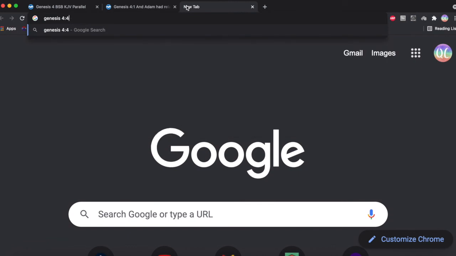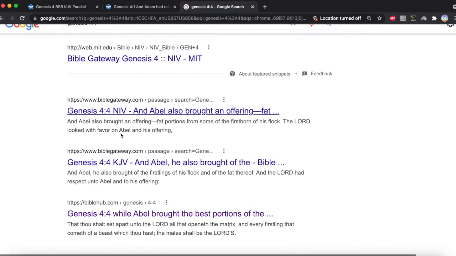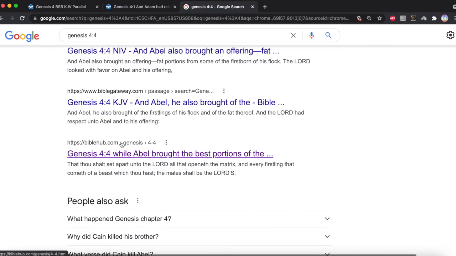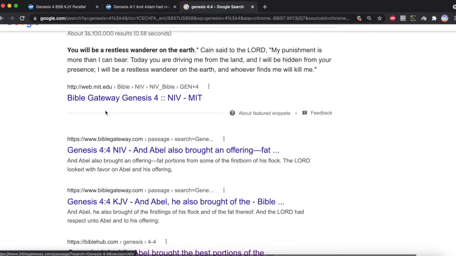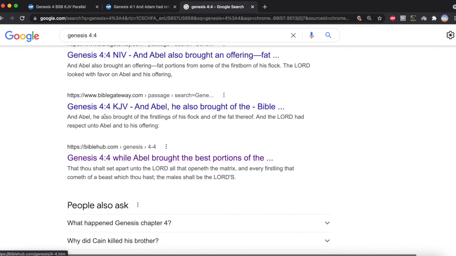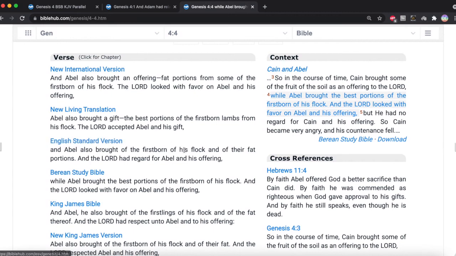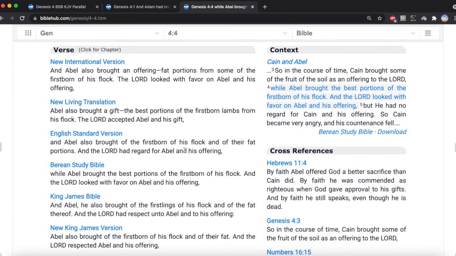What I normally do is I just Google Genesis 4 verse 4 when I want to do what I'm about to do. I find the first Bible Hub result that shows, instead of a certain version, all the different versions of this verse. See how there's NIV versus KJV? I want the web page that shows the NIV, NLT, ESV, and many different translations, so I can look at all of them.